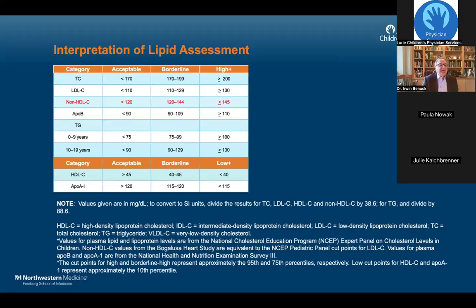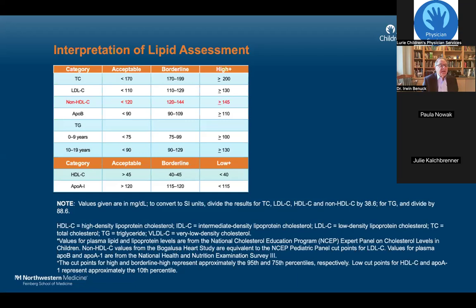Next slide. I think you've seen various types of this chart here, but we're looking for total cholesterols of 170 or less. Borderline is 170 to 199, and high is considered a total cholesterol of 200. Likewise, LDL cholesterol is less than 110. Borderline is 110 to 129, and greater than 130 is considered high. Non-HDL, very simple calculation. You take your total cholesterol, you subtract your HDL from it, and you get your non-HDL cholesterol. Optimally, that's under 120. Borderline is between 120 and 144, and over 145 is considered high.